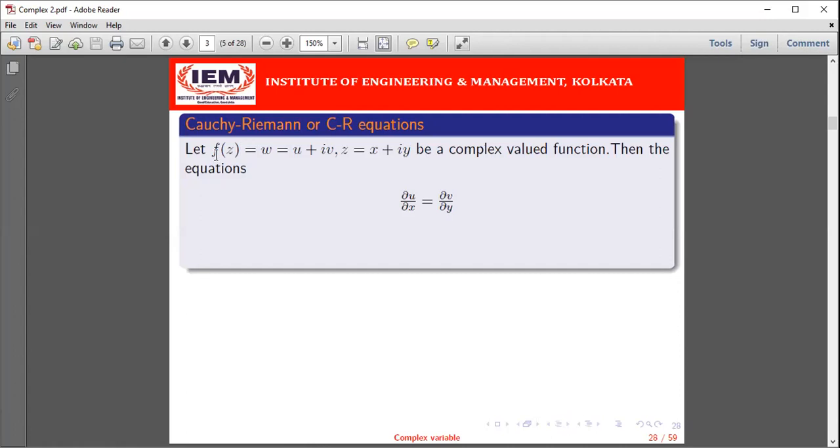Now, while we are considering the function of a complex variable, the independent variable z and the dependent variable w, both being complex numbers, have two parts. Z has two parts: the real part is x, the imaginary part is y, and w has two parts: the real part is u, the imaginary part is v. So here there are four variables, two dependent, u and v, and two independent, x and y. How many partial derivatives will we get here? Can anyone tell me? How many total partial derivatives will we get here?